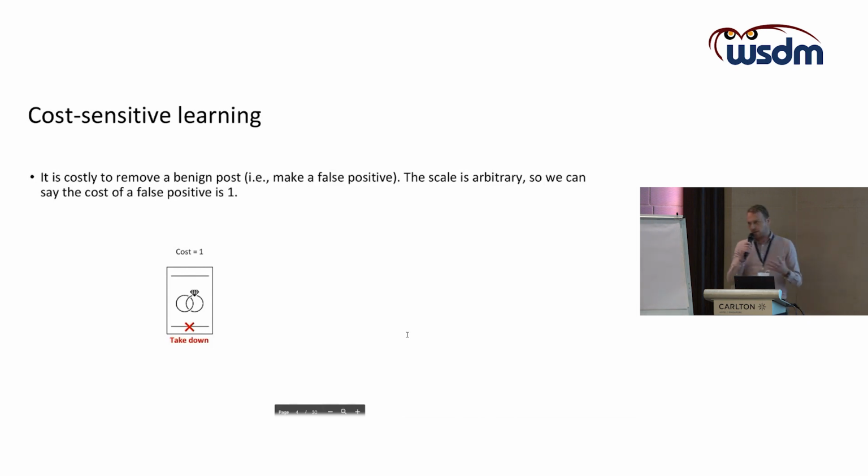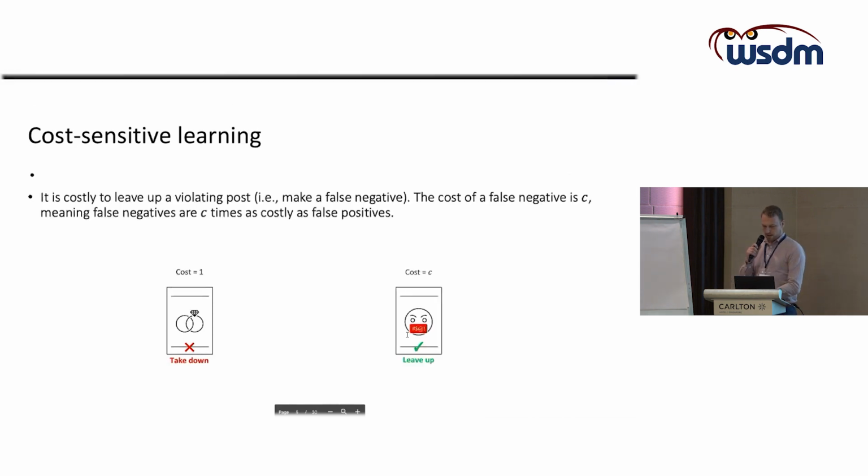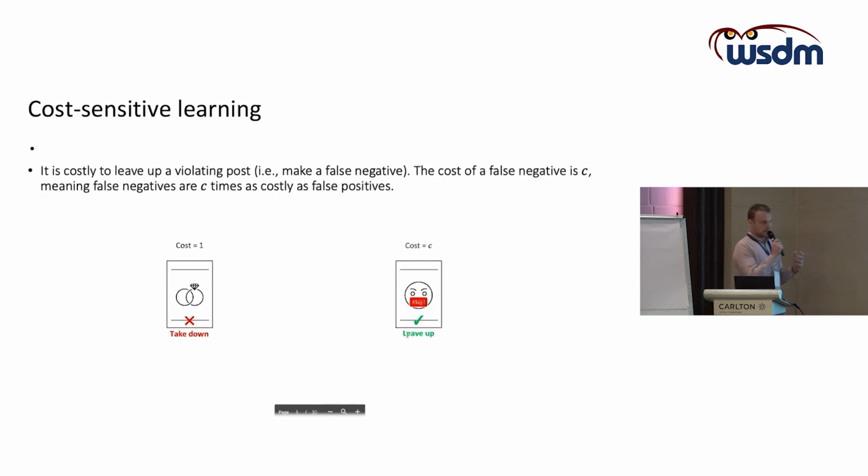And how costly is it? Well, the scale is kind of arbitrary. So we're going to define the cost of a false positive here to be 1, and everything else will be relative to that cost of a false positive. It's also costly to leave up a violating post, right, to make a false negative. And we'll say that the cost of a false negative is C. C is our cost ratio, and it means that false negatives are C times as costly as false positives.